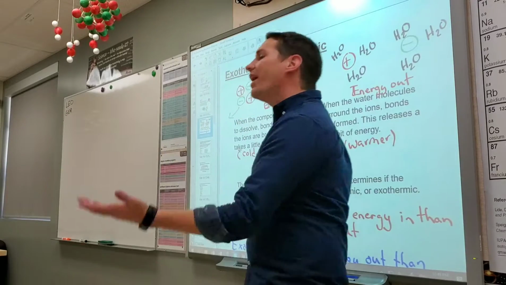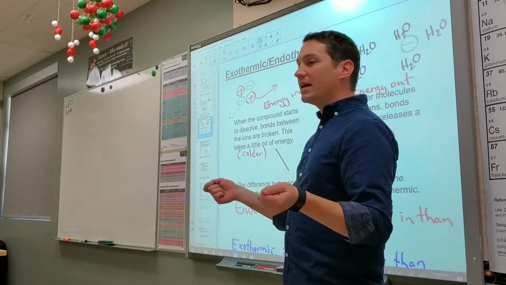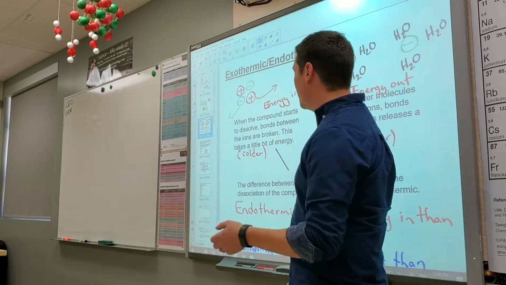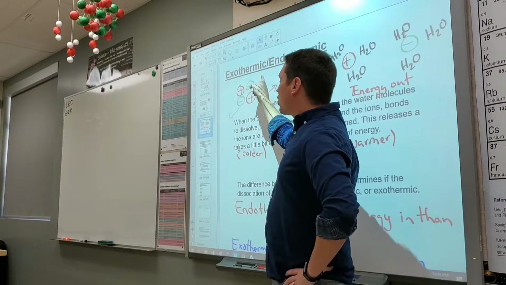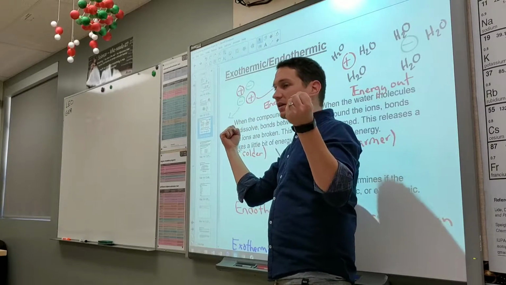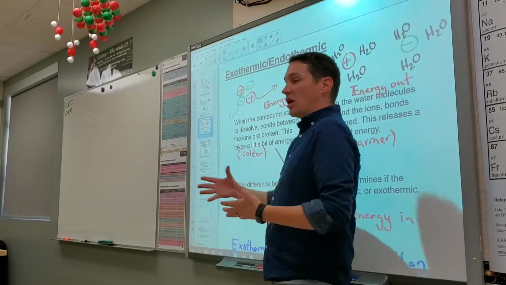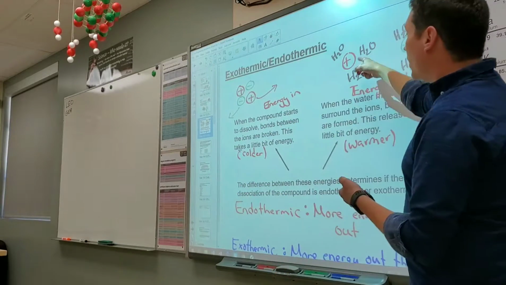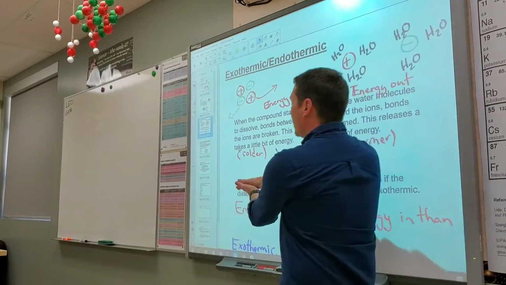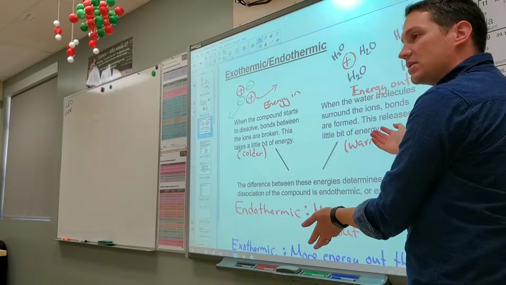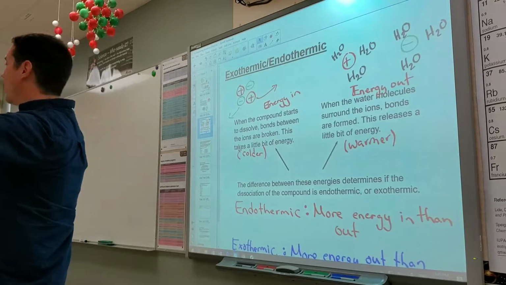What happened was, in one of these situations, in one of those bags, it took way more energy to rip those ions apart than we got by forming new bonds with the water. So in one of these, breaking the bonds absorbed so much energy from the water, and then when it made new bonds with the water, it released a tiny little bit of energy. So it made it a little bit warmer, but it made it way colder than it made it warm. Does that make sense? It's the battle between these two processes that determines if something is endothermic or exothermic. That's all I'm trying to say, okay?